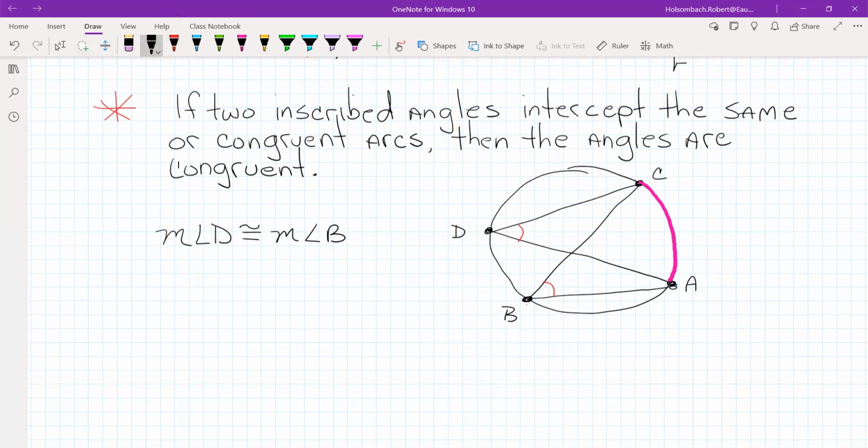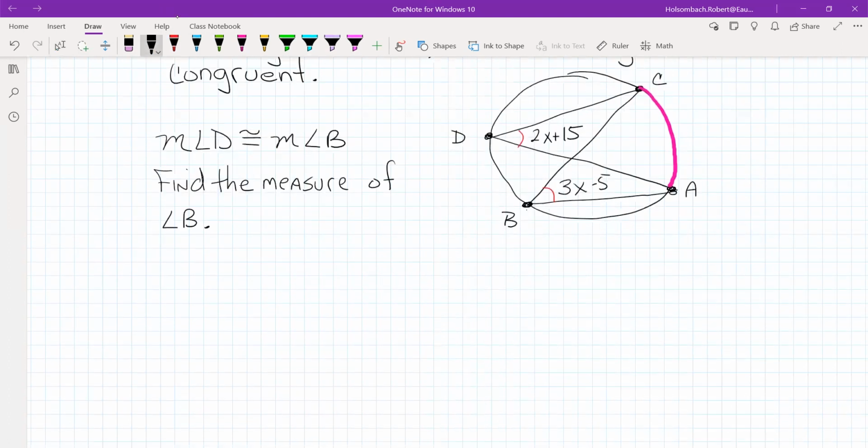So if we just continue on this same picture and we get asked to find the measure of angle B, and we're told that angle B is 3x minus 5, and angle D is 2x plus 15. The angles intercept the same arc, therefore they're congruent to each other, so the 2x plus 15 is equal to the 3x minus 5.